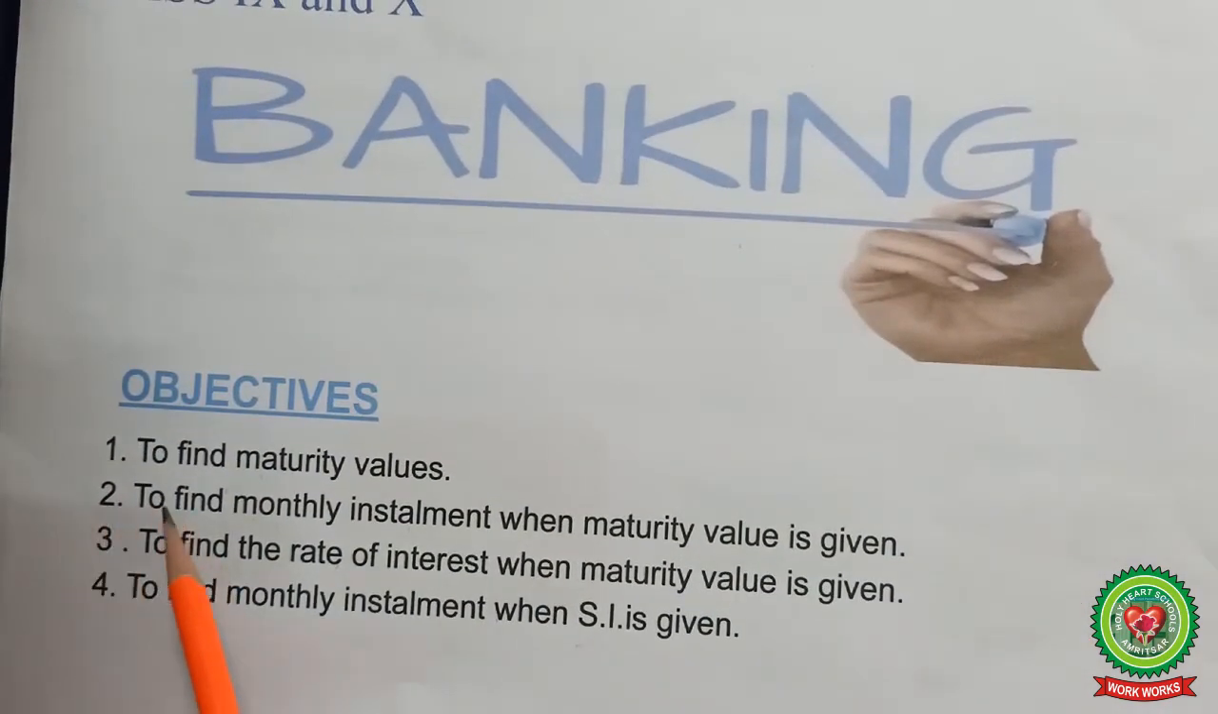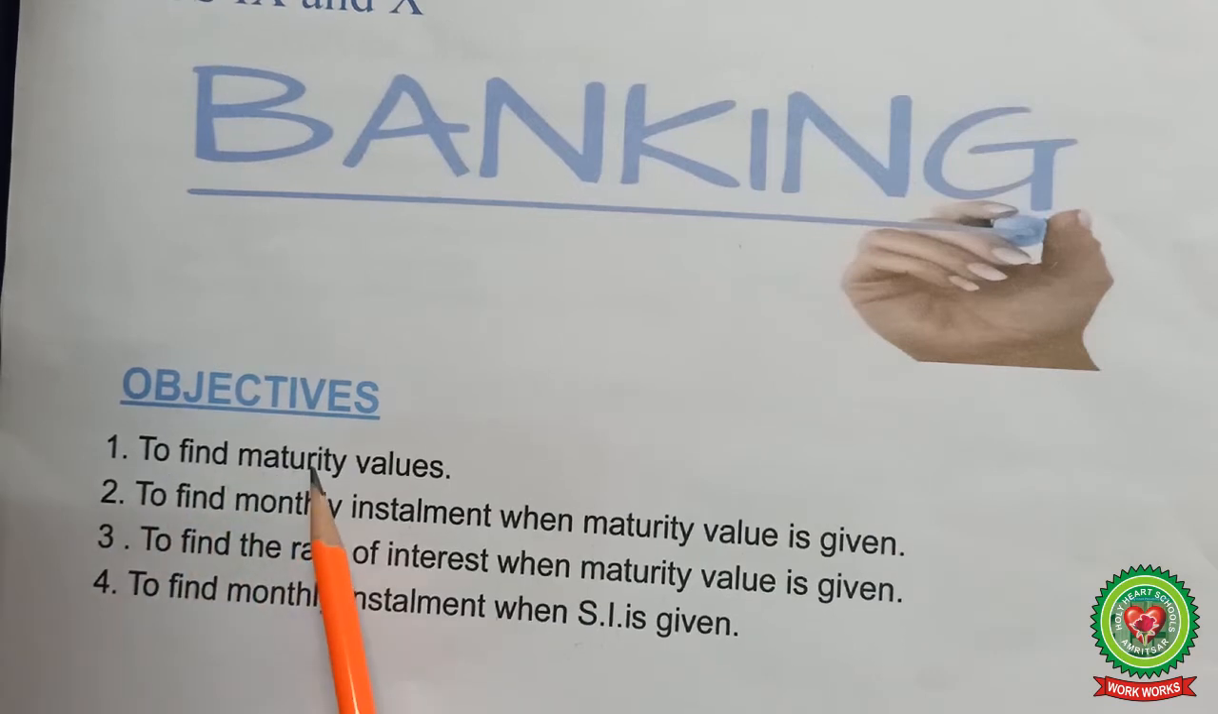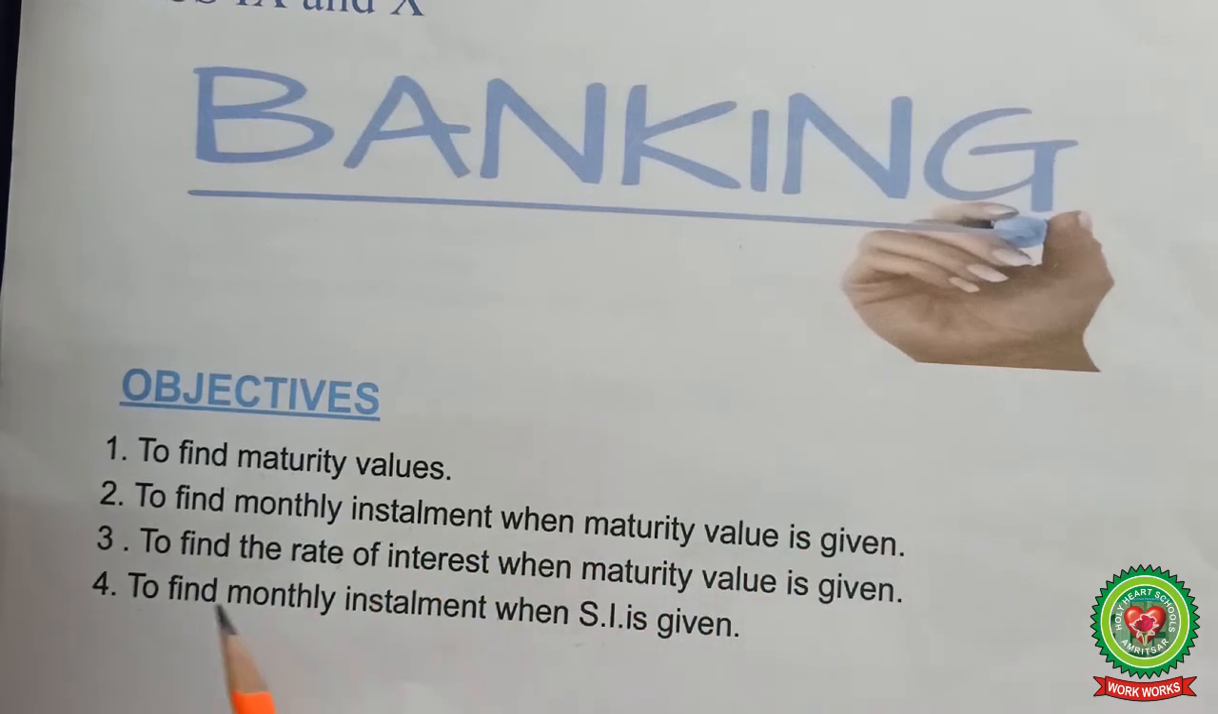The first objective is to find maturity values. Second is to find monthly installment when maturity value is given. Third, to find the rate of interest when maturity value is given. And fourth, to find monthly installment when simple interest is given.